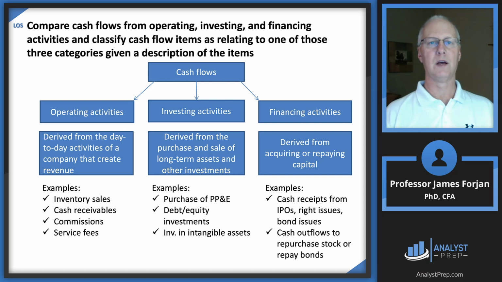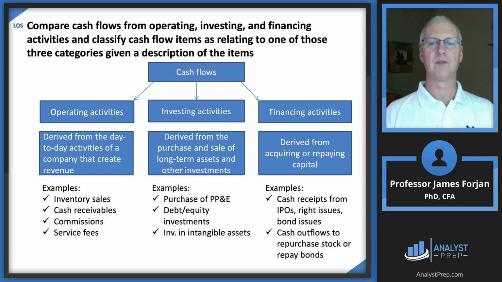So let's get right to the LOS, compare cash flows from operating, investing, and financing. Okay, so this is what we're doing. The companies have three sources of cash flow. Primarily, these cash flows are generated by the assets and the product lines of the business. We call these operating cash flows. But then, of course, we spent lots of time in the corporate finance reading talking about investing in positive net present value projects. And so those are examples of investing activities. And then financing activities have almost everything to do with a bond issue.